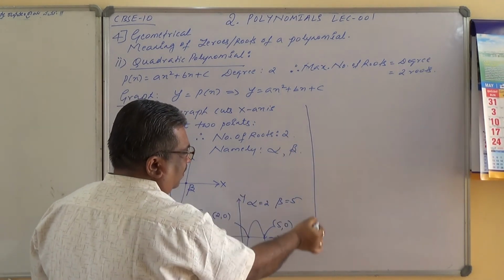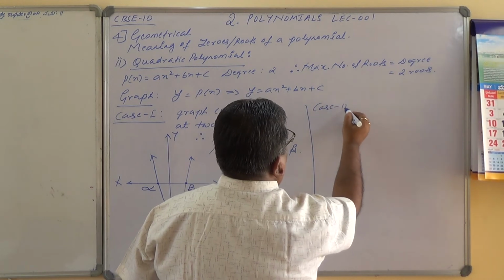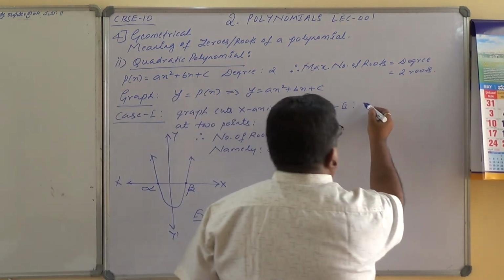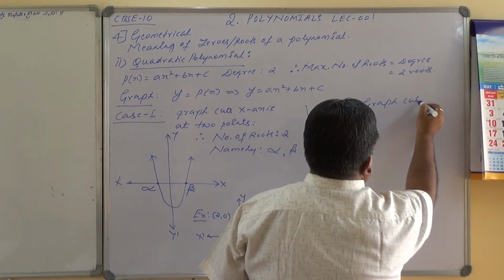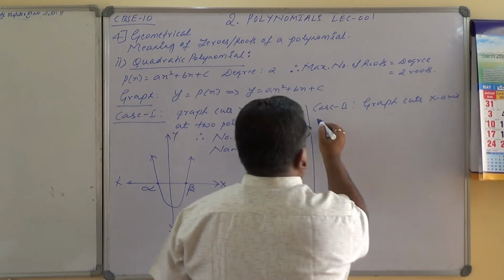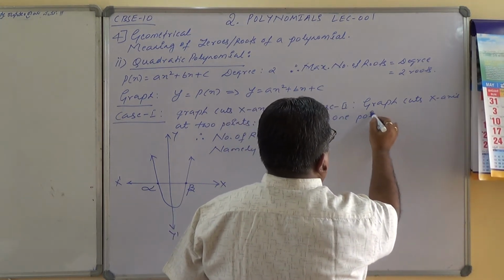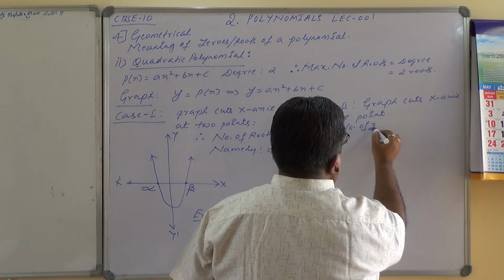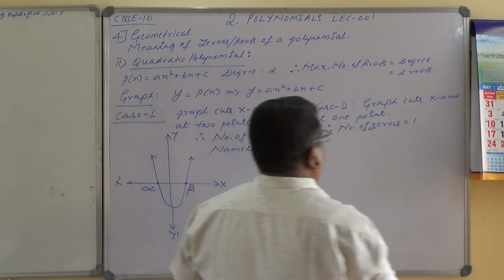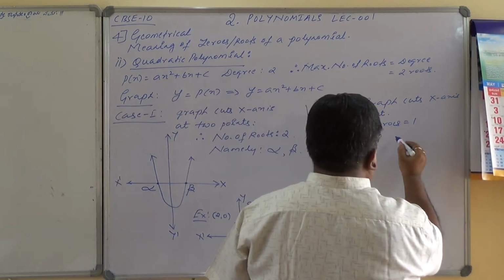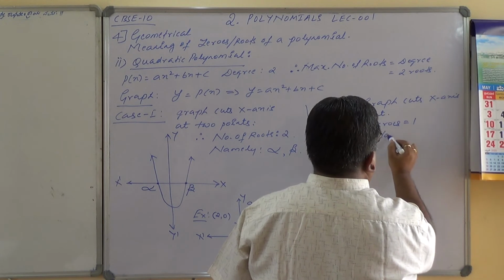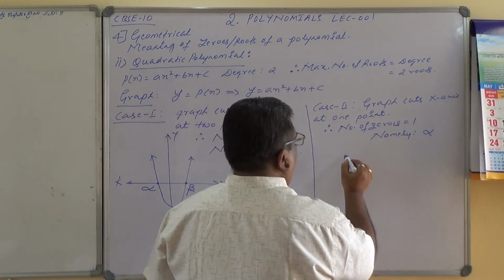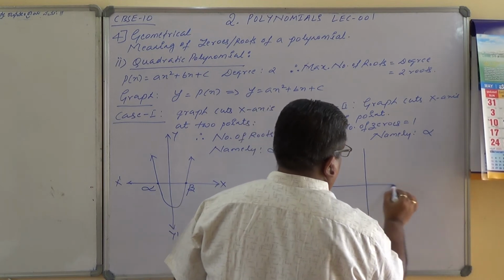Next, case 2. What will we consider? The graph cuts the x-axis at a single point. Let us take it: the graph cuts the x-axis at 1 point. If it cuts at 1 point, therefore the number of zeros equals 1, namely either alpha or beta, only one. So let me write alpha here. So how do you get the graph here?